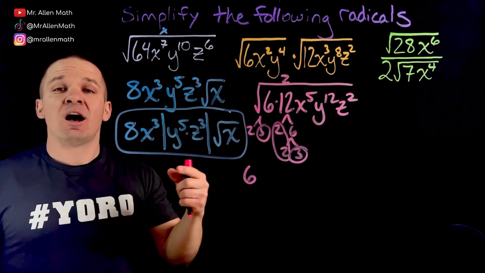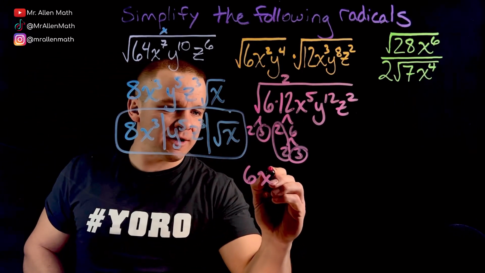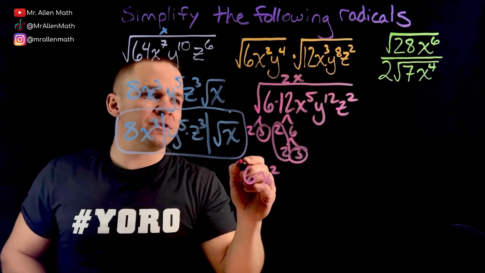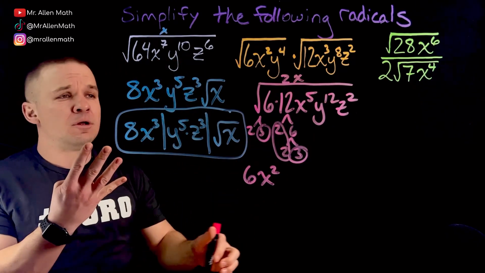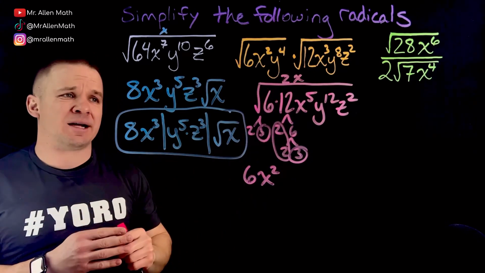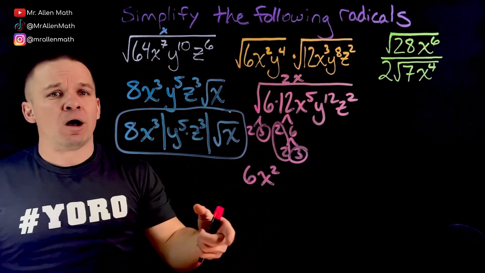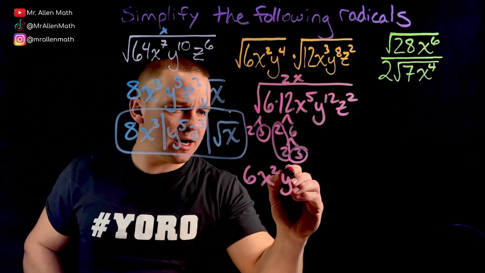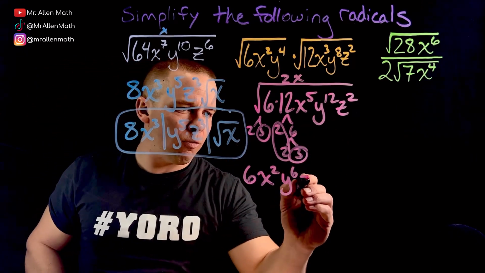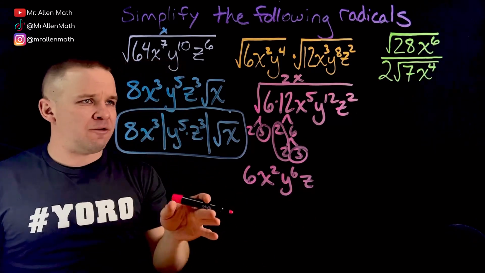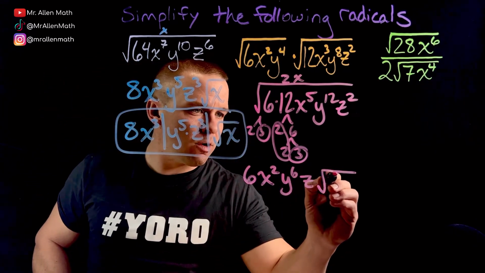How many pairs of x's can come out? I can take 2 pairs of x's, but there's 1 left over, right? 2 pairs would be 4 total, and I got 5 here. So 1's chilling back inside. We'll jot that in there later. All right, then I got y to the 12th. Well, I can have 6 pairs coming out with that one, y to the 6th, and z squared, I'm going to have 1 z that comes out. No leftovers. All right, so now I've got the square root of 2x.